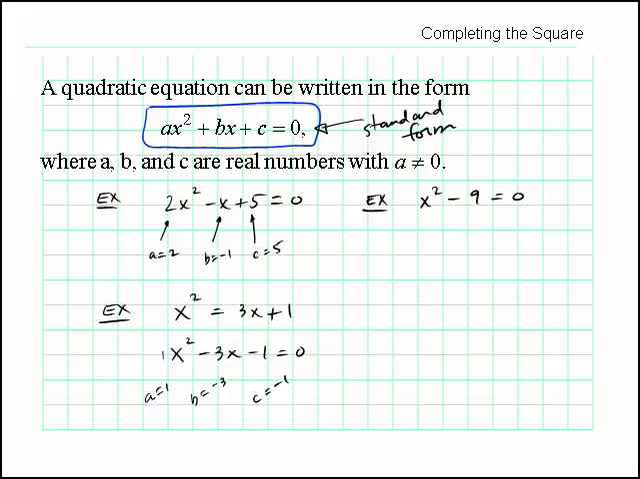Even this equation is a quadratic equation in standard form. It's just that the middle term is missing. It's actually a 0x. So in this case, a is 1, b would be 0, and c would be -9. Okay, so those are just some examples of quadratics.